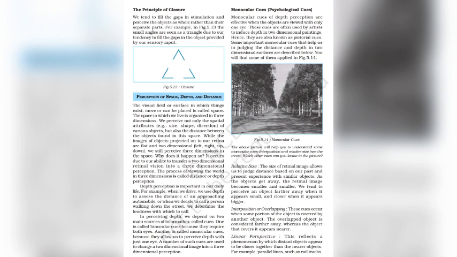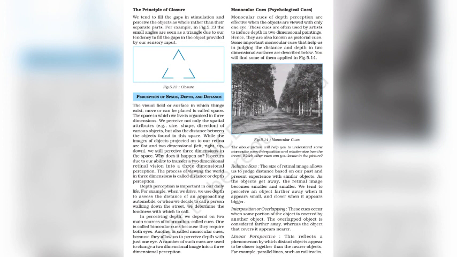Linear perspective. This reflects a phenomenon by which distant objects appear to be closer together than the nearer objects. For example, parallel lines such as rail tracks appear to converge with increasing distance, with a vanishing point at the origin. The more the lines converge, the farther away they appear.